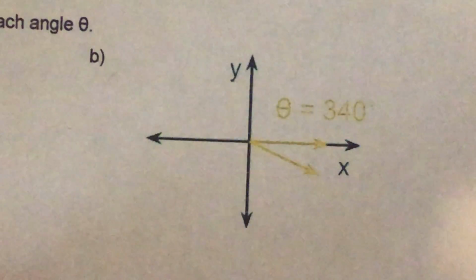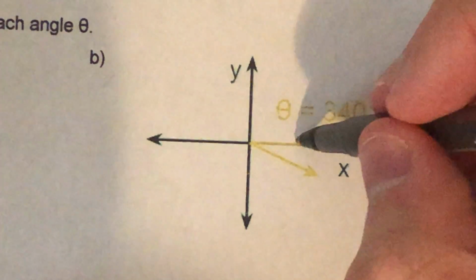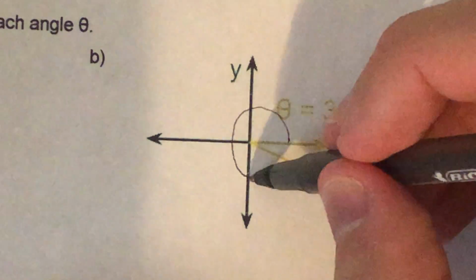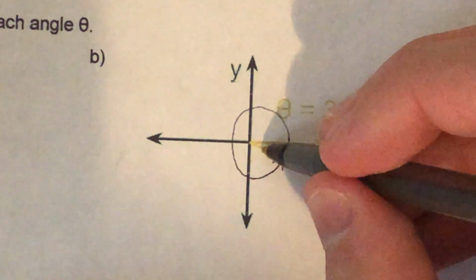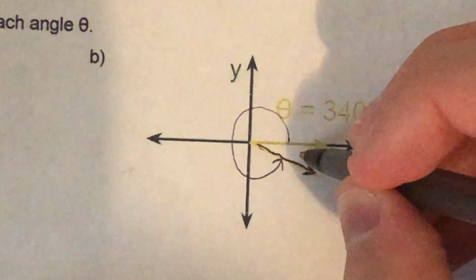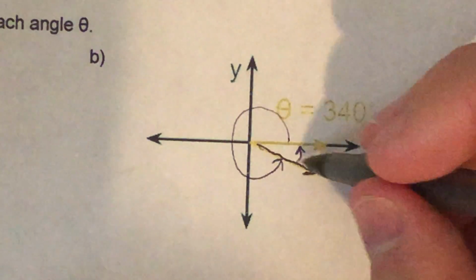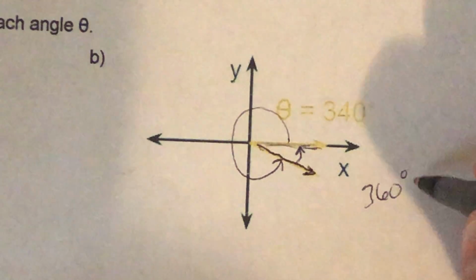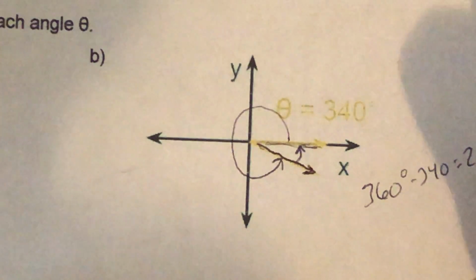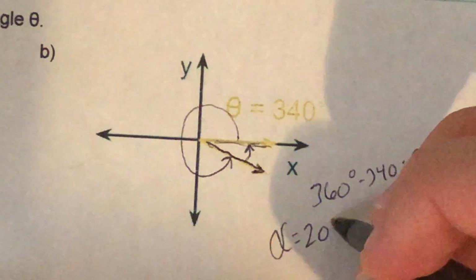All right, here we go. We've got another. So we have theta is 340. Again, that angle would be represented by going all the way around like that. So the reference angle is from the terminal side to the x-axis. So if this is 340 all the way around, to get back to the beginning we'd need to go 360. So 360 minus 340 is 20. So our reference angle, alpha, would be 20 degrees.